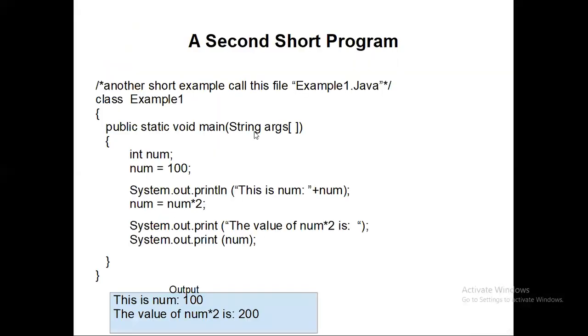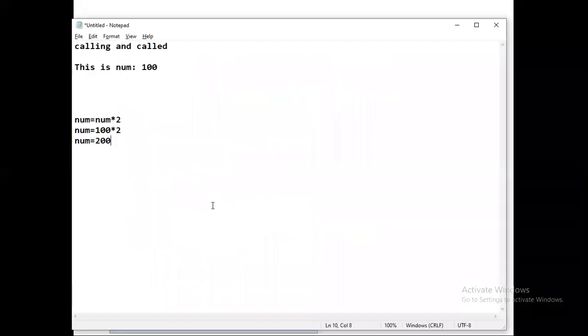And next, you observe the next print statement. See, there is a difference between the first println statement and the second. In the first one, I have used println. Ln stands for next line. So after printing "this is num 100", control will go to the next line on the output screen.